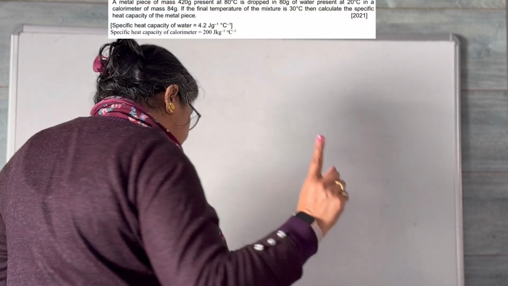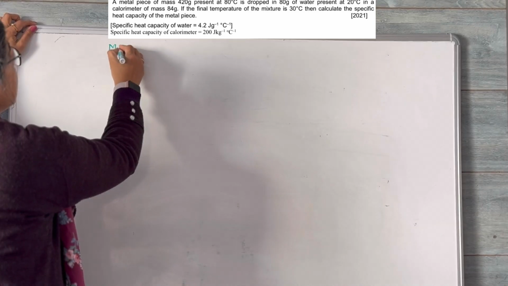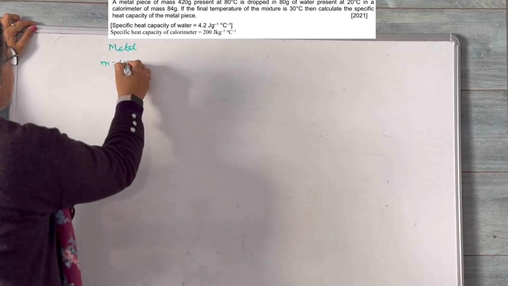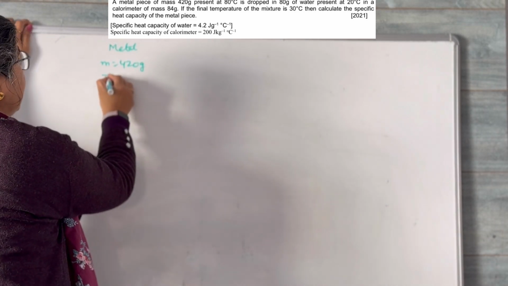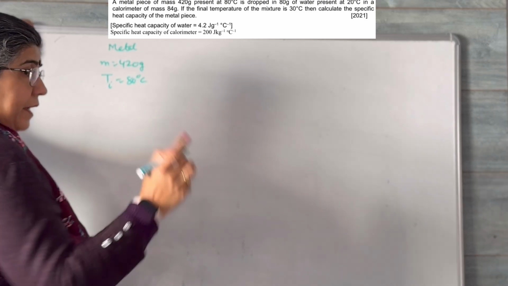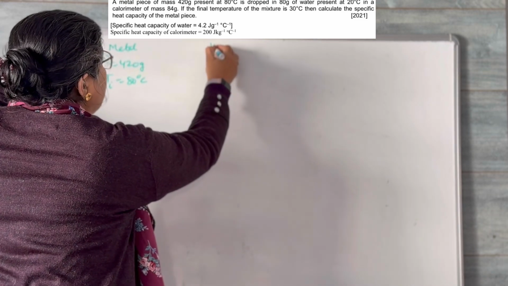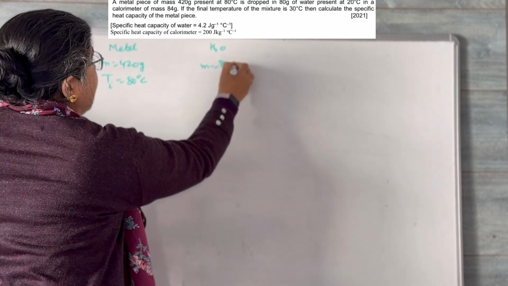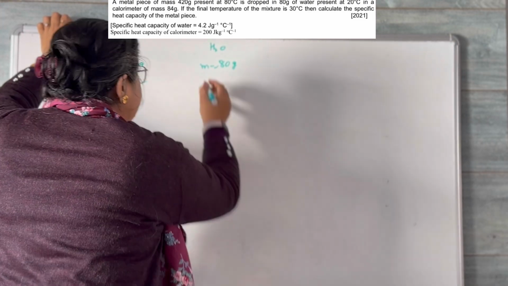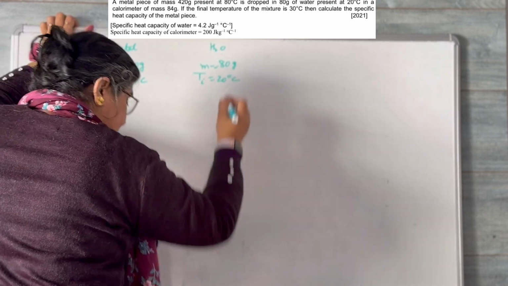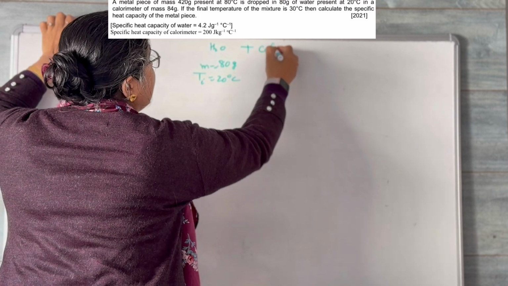Next question again from 2021. A metal piece of mass 420 grams, initial temperature 80 degrees centigrade, is dropped in 80 grams of water. There are two people. One is the metal piece, the other is water. Water is present at 20 degrees centigrade in a calorimeter. See, water is there in a calorimeter.